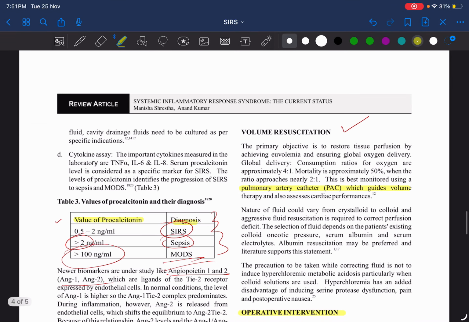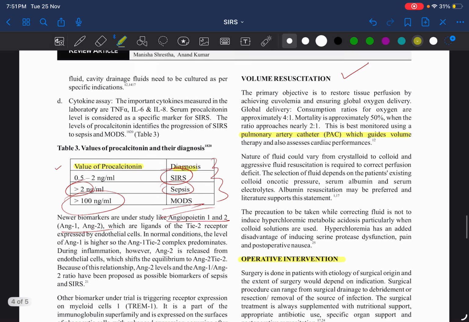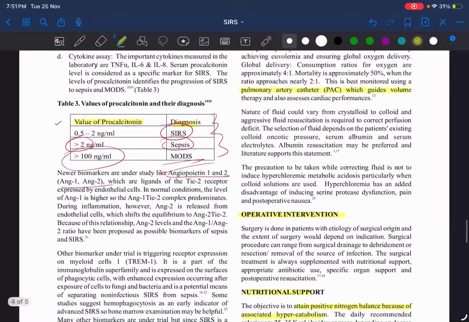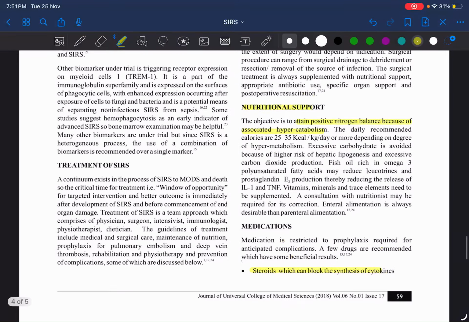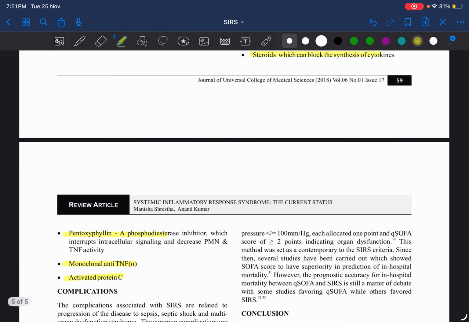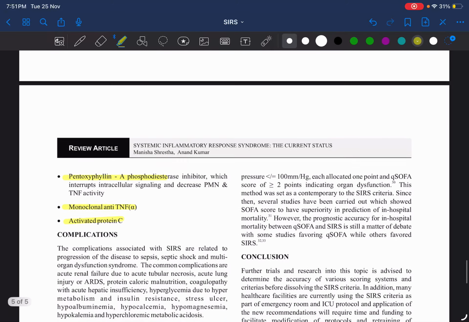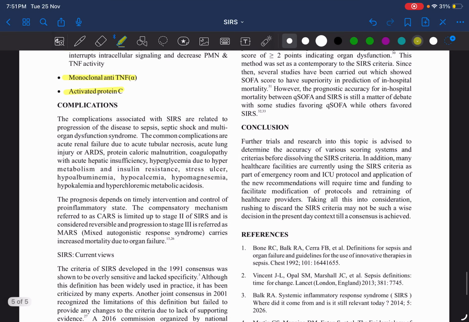And procalcitonin value of 0.5 to 2 is diagnostic of SIRS, and more than 100 is diagnostic of MODS. And volume resuscitation, monitoring by pulmonary artery catheter, operative intervention, nutritional support to attain positive nitrogen balance, then steroids, anti-TNF alpha monoclonal antibodies, pentoxifylline, activated protein C are known to be effective in the treatment of SIRS. And remember, complication is whenever there is an imbalance between the pro-inflammatory and anti-inflammatory state, and if it is more towards the pro-inflammatory state, MODS, etc.